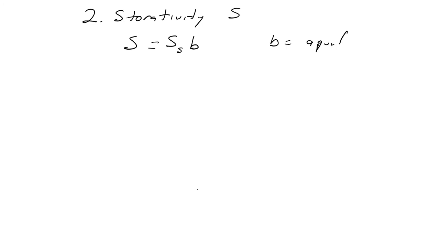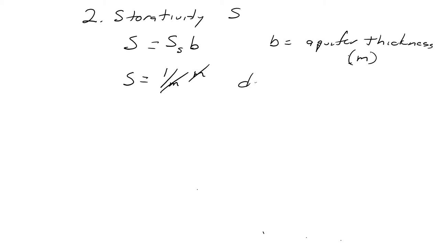Hopefully it'll make a little more sense here in a second when we talk about the second quantity, which is something called storativity. S equals the specific storage times B, where B is the aquifer thickness. And we measure aquifer thickness in meters. What was our unit for specific storage? It was 1/meter from the previous page. Now we're multiplying it by B, the thickness of the aquifer. They cancel out, and you're left with another dimensionless number.